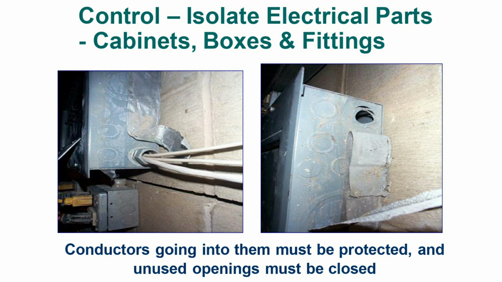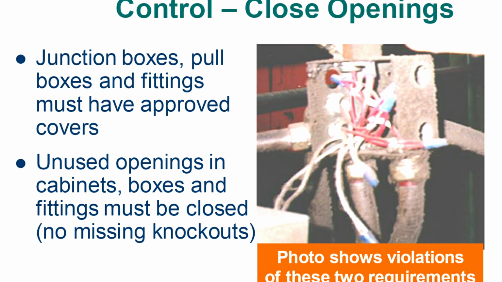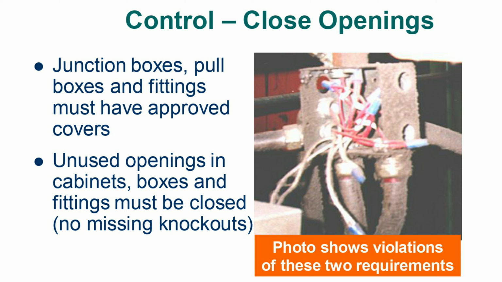Control: isolate electrical parts, cabinets, boxes, and fittings. Conductors going into them must be protected, and unused openings must be closed. Control: close openings, junction boxes. Pull boxes and fittings must have approved covers. Unused openings in cabinets, boxes, and fittings must be closed. No missing knockouts. The photo shows violations of these two requirements.